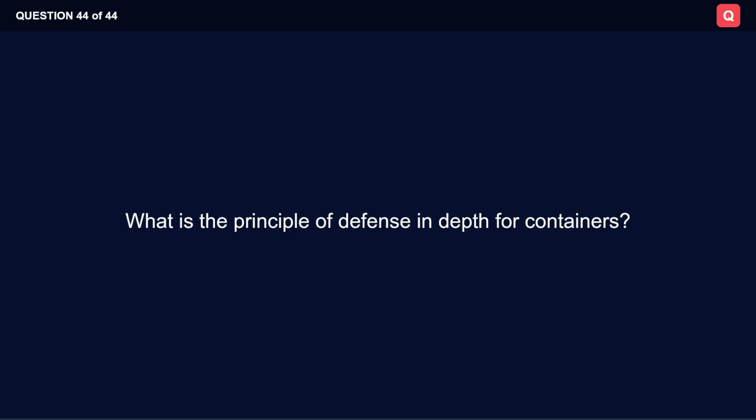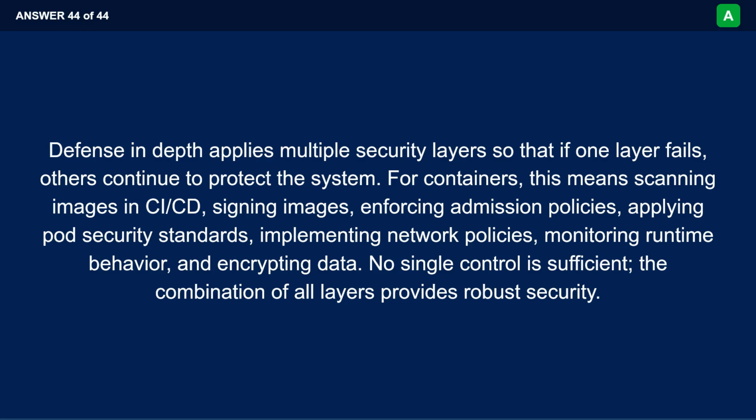What is the principle of defense in depth for containers? Defense in depth applies multiple security layers so that if one layer fails, others continue to protect the system. For containers, this means scanning images in CI/CD, signing images, enforcing admission policies, applying pod security standards, implementing network policies, monitoring runtime behavior, and encrypting data. No single control is sufficient. The combination of all layers provides robust security.